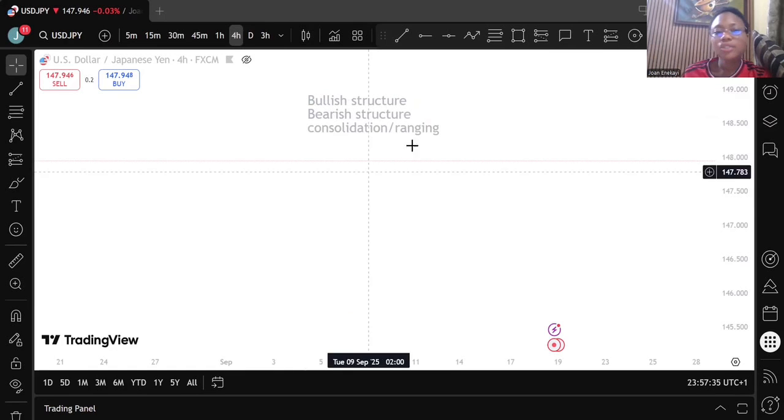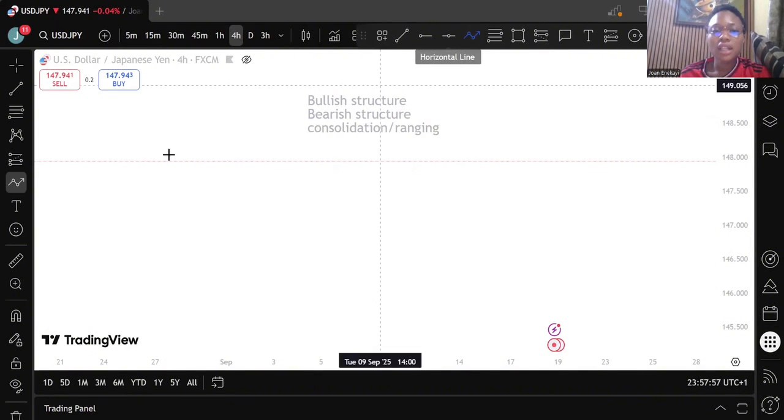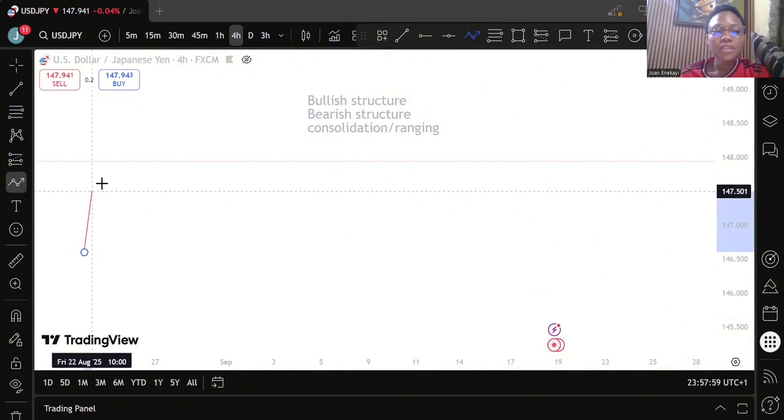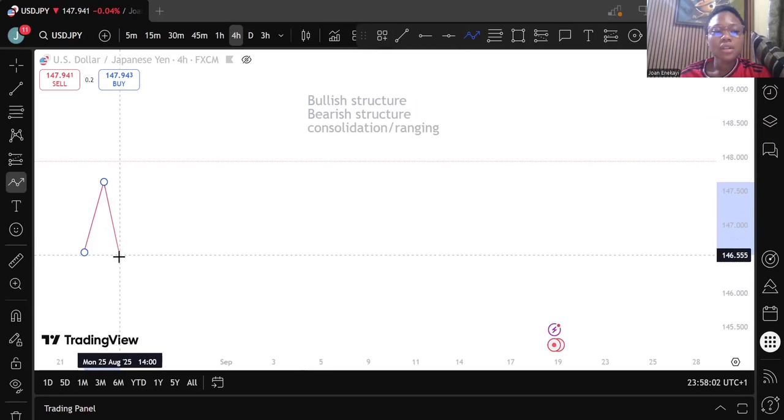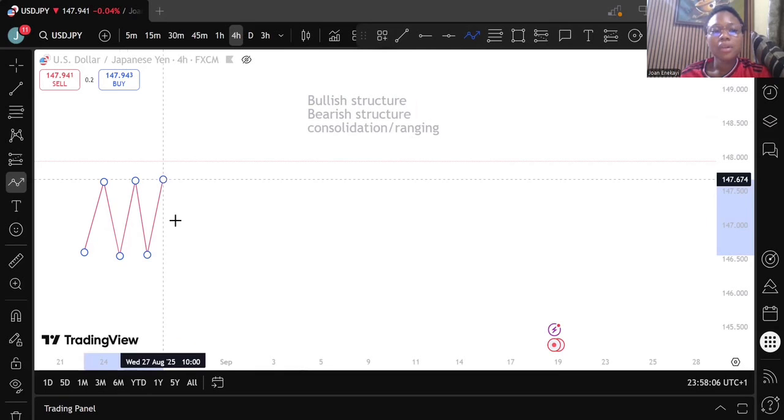structure, because I don't really trade the consolidating or ranging structure, because it just simply means that the two pairs are either strong at the same time. For example, this is USD and JPY, Japanese yen. JPY is strong at this particular time, and USD is also strong. Then the market begins to consolidate like this, giving us a series of taps up, down, up, down.